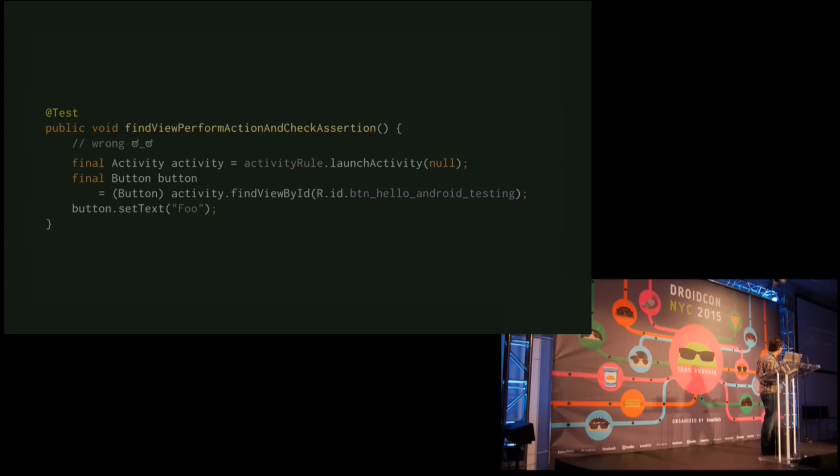Well, this would be bad. Here you're launching an activity, but then you're just going right in and finding views by ID and manipulating views, but you're not on the main thread. There's a couple things that can go wrong here. One, you don't know the state of the main thread, what's going on over there, because I'm on the instrumentation thread. Is the view hierarchy built? What's the state of the activity?